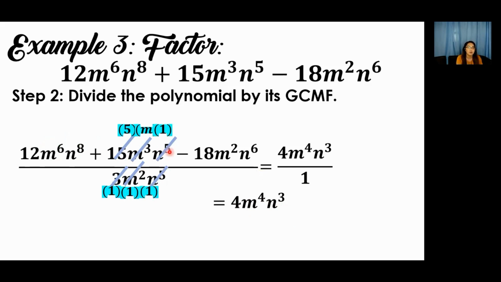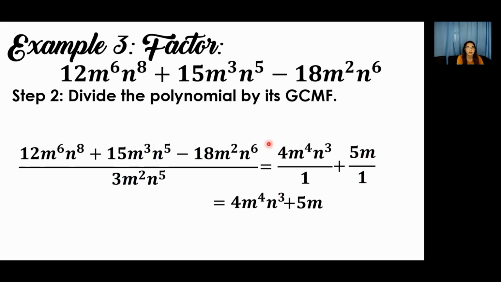Okay? So, multiply 5 times m times 1. That is 5m. And 1 times 1 times 1, that is 1. So, 5m divided by 1, the answer is 5m. Next, third term. 18 divided by 3.